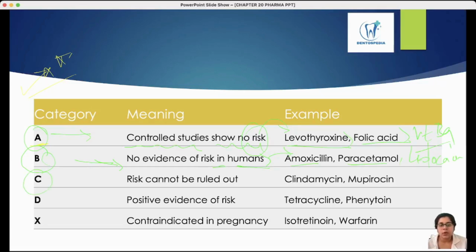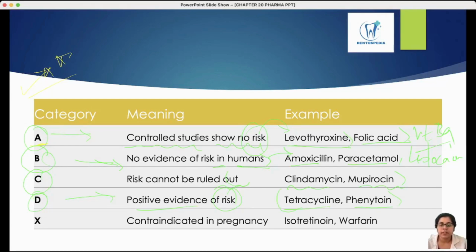Category C, risk cannot be ruled out, like clindamycin, ciprofloxacin. That is, it can be given, but there can be risk in some of the patients, so you have to be very careful. Category D, positive evidence of risk. There is a noted risk in the documents. For example, tetracycline, phenytoin.